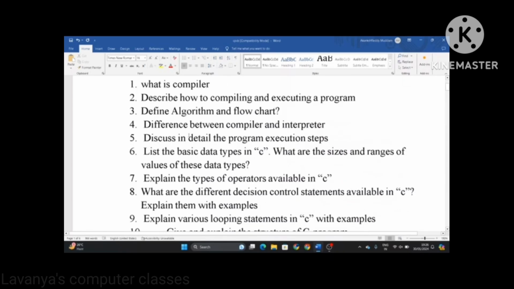This is a short answer question. Discuss in detail the program execution steps. List the basic data types in C language. What are the sizes and ranges of values of these data types?